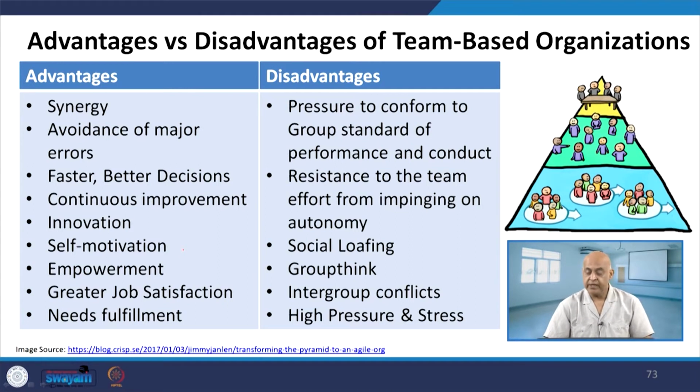Now, the nature of these organizations has certain advantages and disadvantages. When we talk about the advantages, there is synergy, cohesiveness, and cohesion amongst the members. Major errors are avoided, because all are taking the collective decision and collective wisdom is used, and therefore the errors will be noticed by somebody. If one misses a particular point, then another will notify, and therefore the errors will be fewer. Faster, better decisions will be made.